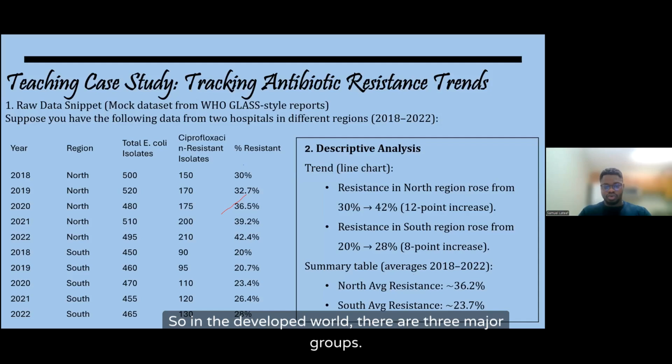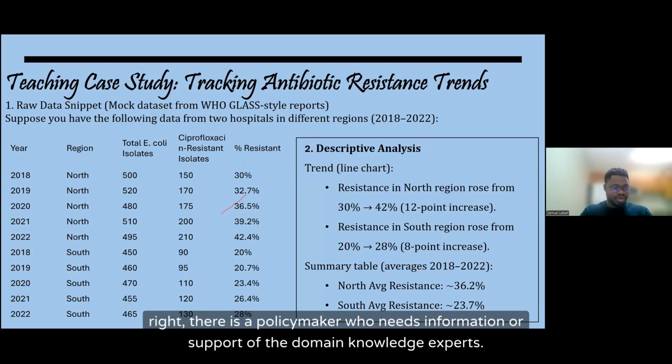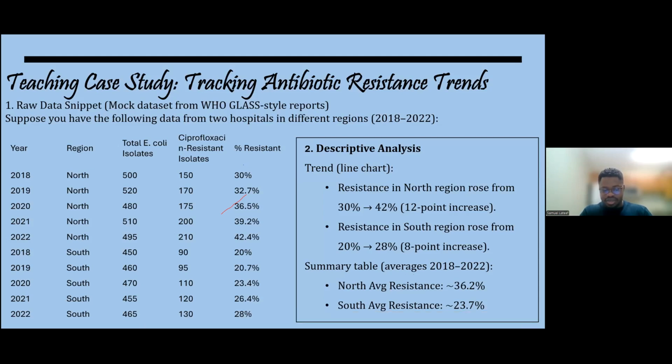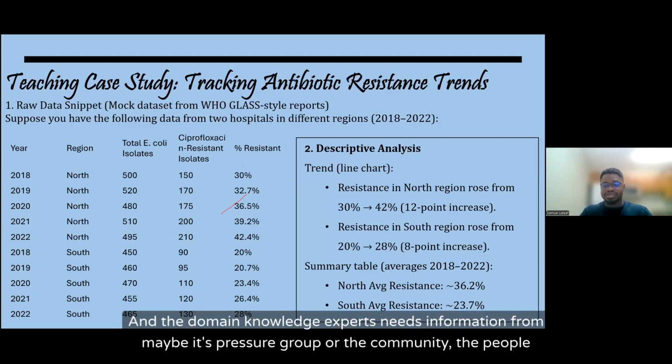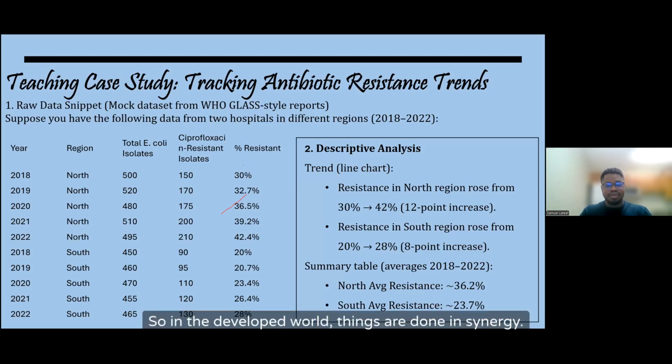So in the developed world, there are 3 major groups, right? There is the policymaker who needs information or support of the domain knowledge experts. And the domain knowledge experts need information from maybe a pressure group or the community, the people who are going to be affected. So in the developed world, things are done in synergy.